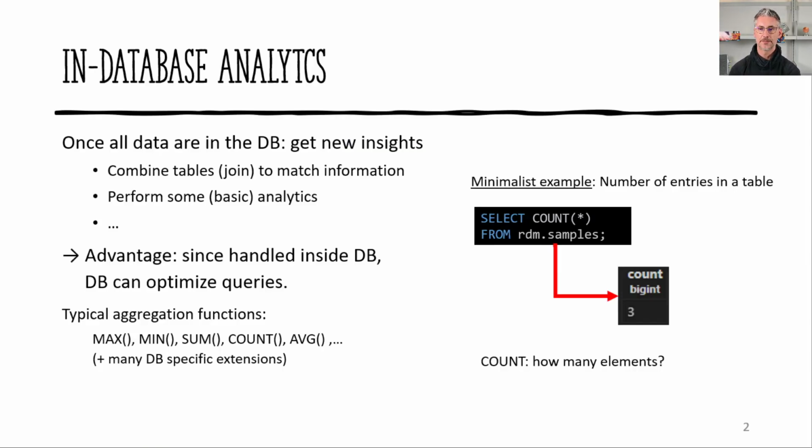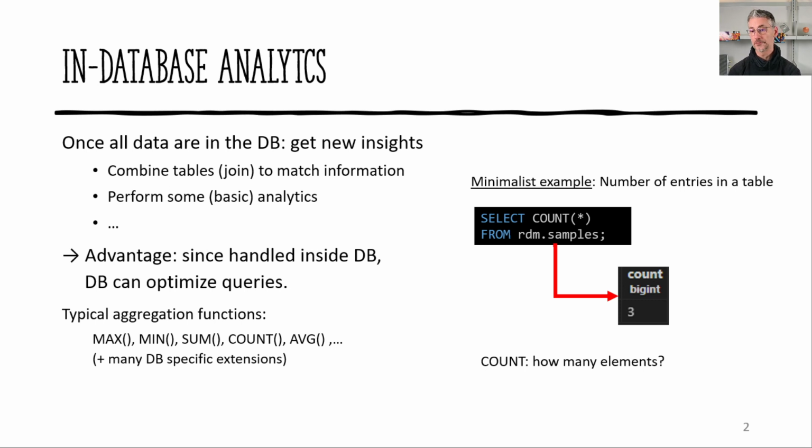We can do some in-database analytics, shall we say, where all the data are in the database and we get some new insights. So for example, we can combine tables and match information and then perform some very basic analytics. As a very minimalist example, we can count the entries. For example, select and then the special keyword count star, everything that's in the table. We would say select count star from the table, and in our example, we would get back, for example, 3. The count says how many elements I have.